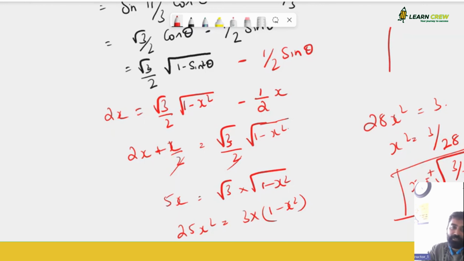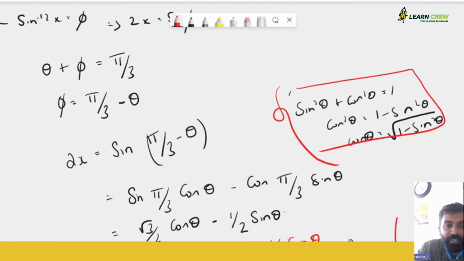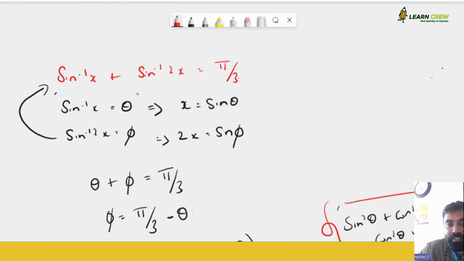This becomes your answer. Now this can come as a 2-mark question for you. What you're doing is finding the value of x. You are just substituting it with the help of theta and some other variable phi. Once I substituted it with theta and phi, now I'm converting the inverse into normal. So x is equal to sine theta, 2x equal to sine phi.